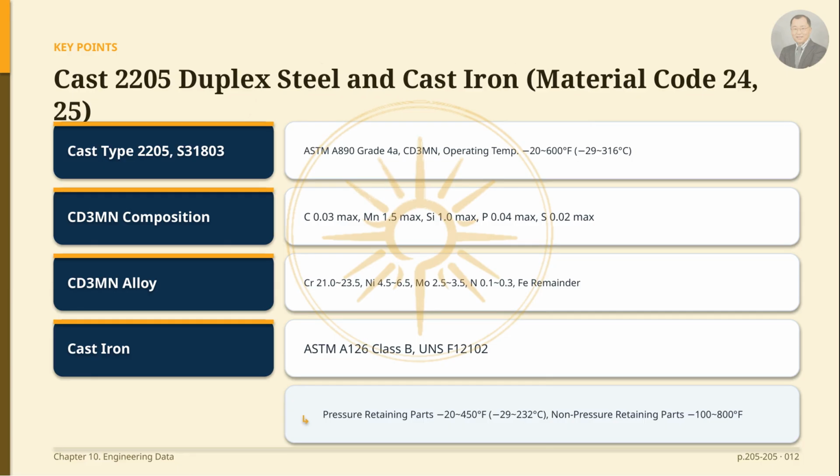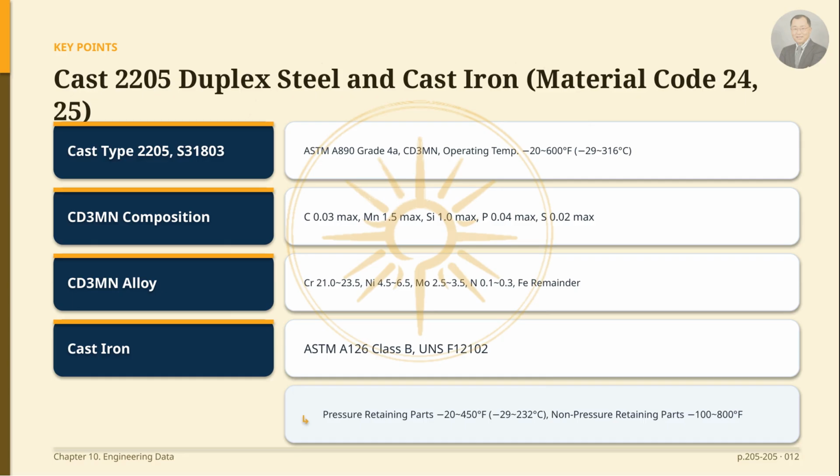The composition is 0.03% carbon max, 1.5% manganese max, 1% silicon max, 0.04% phosphorus max, 0.02% sulfur max, and, as alloying elements, 21 to 23.5% chromium, 4.5 to 6.5% nickel, 2.5 to 3.5% molybdenum, 0.1 to 0.3% nitrogen, and the remainder is iron.